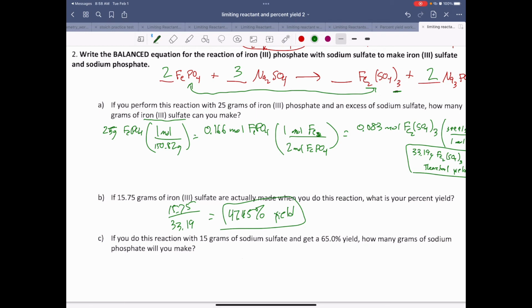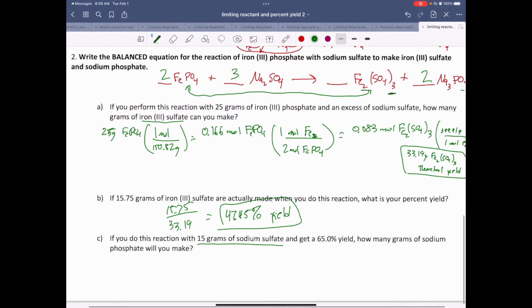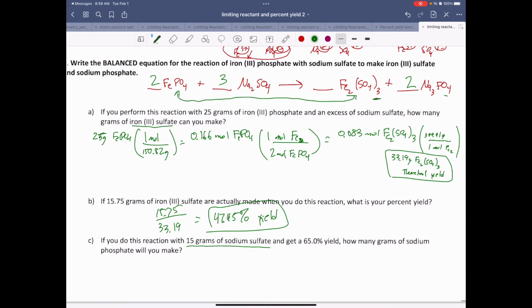So part C, if you do this reaction with 15 grams of sodium sulfate and get a 65% yield, how many grams of sodium phosphate will you make? So what we're interested in doing here is taking a look at this now. It's a little bit of a change. We're going to focus on the other reactant, and figure out how many grams of sodium phosphate we should make. And so in this case, we will assume that the sodium sulfate is going to be the limiting reactant, because that's just sort of the way that the question's worded.